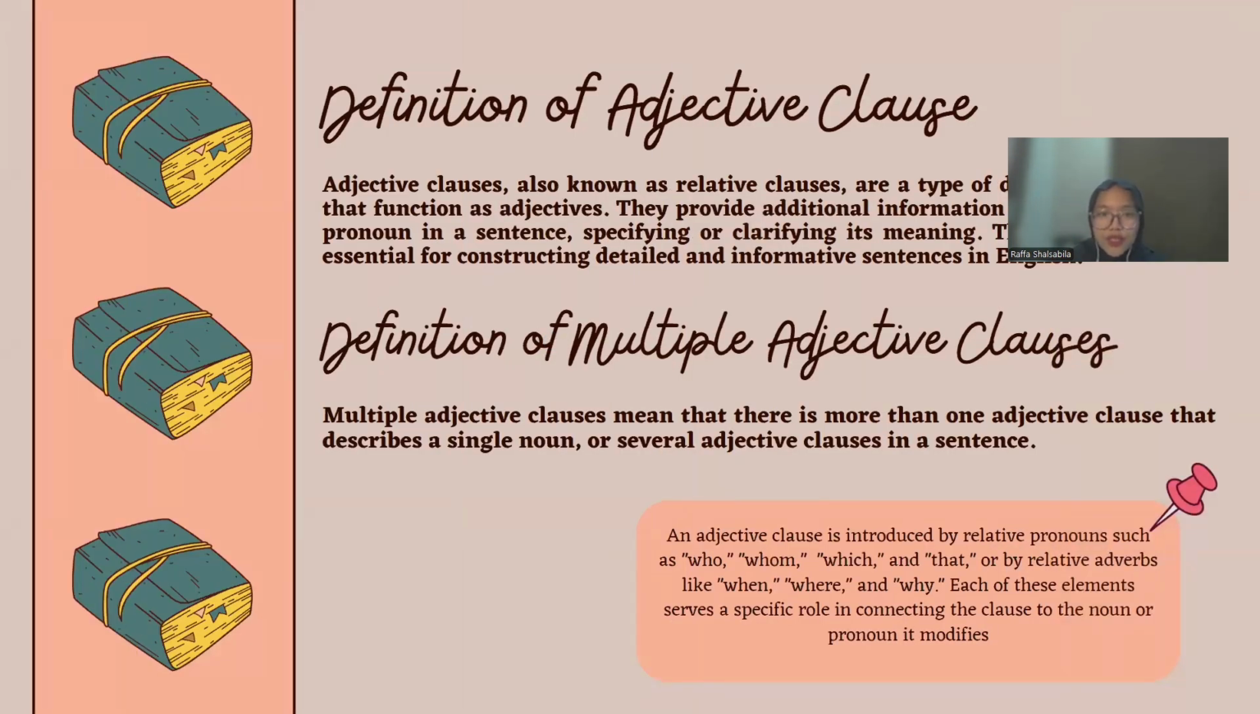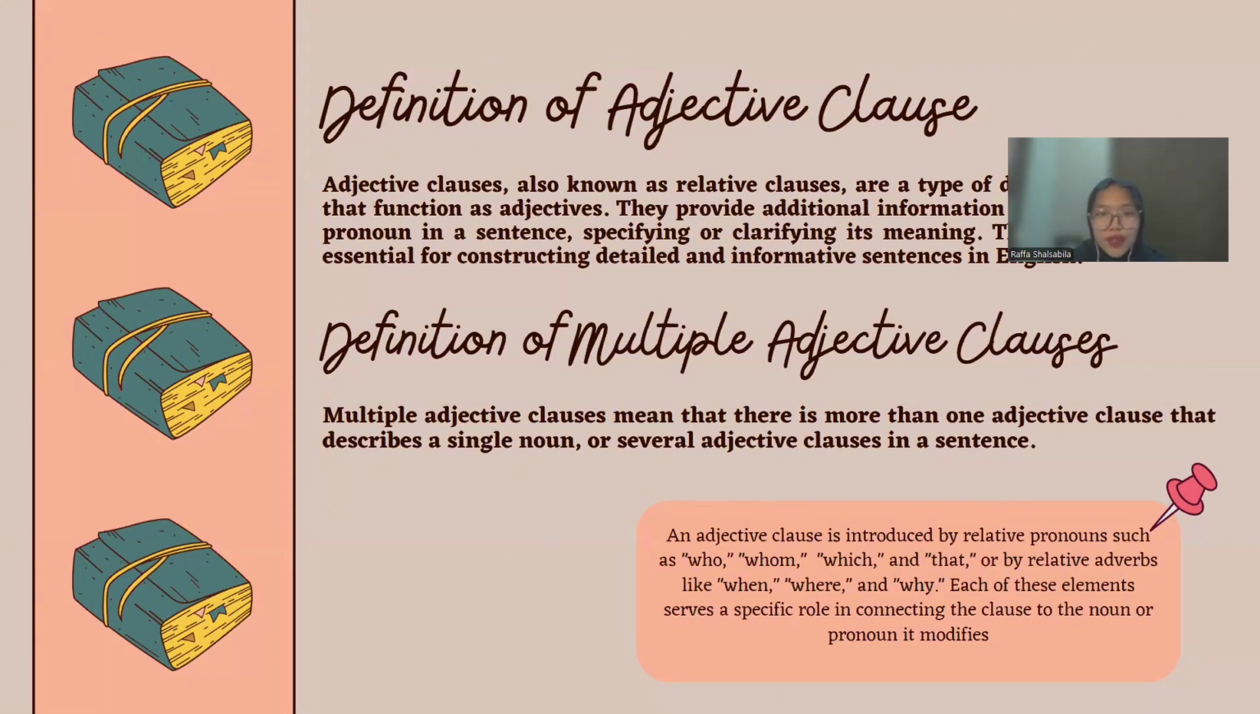Definition of adjective clause. Adjective clauses, also known as relative clauses, are a type of dependent clause that function as adjectives. They provide additional information in a sentence, specifying or clarifying its meaning. These clauses are essential for constructing detailed and informative sentences in English.